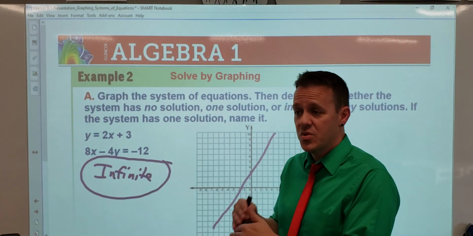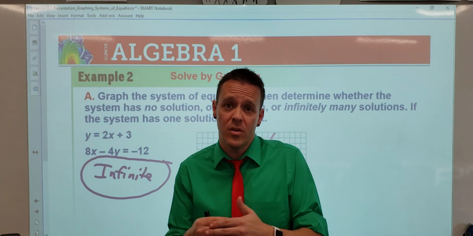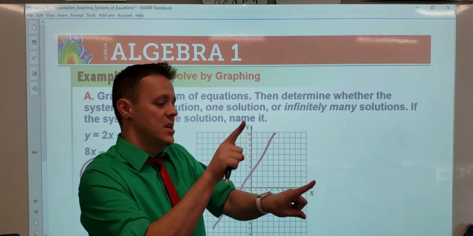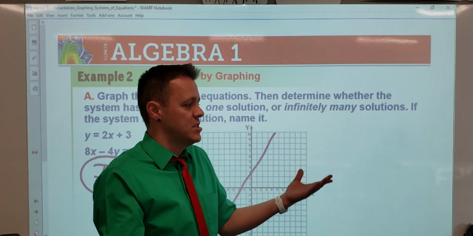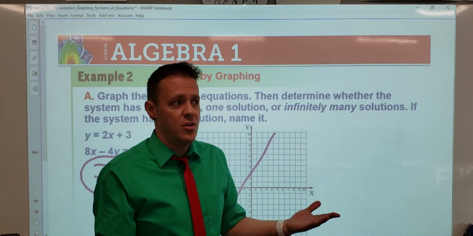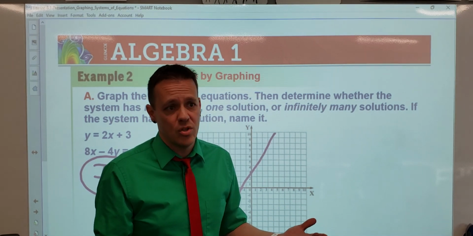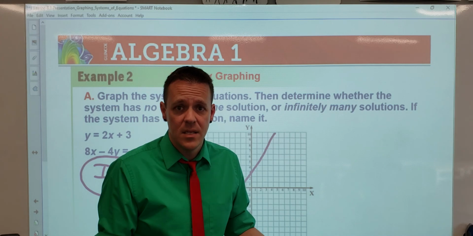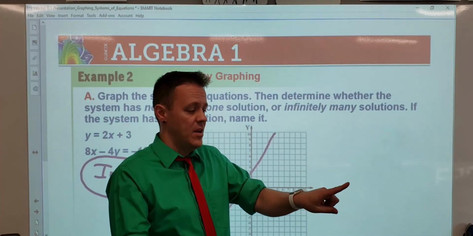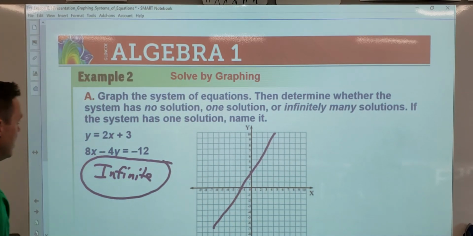The reason I like the Desmos is the color change. If you use a regular calculator and you graph those both at the same time, you'll look and be like, I only see one equation. And you'll think, well, maybe I did it wrong or there's no solution. No, you did it right. It's just that one graph was on top of the other graph, okay?